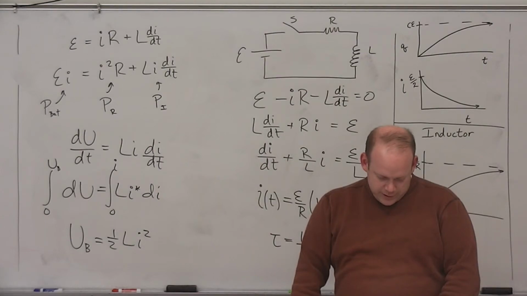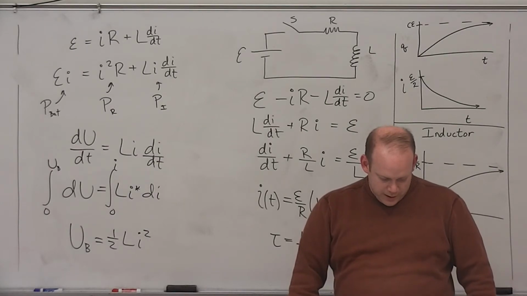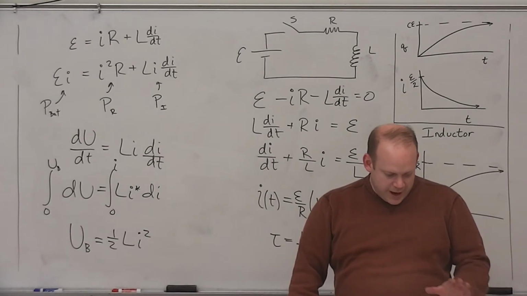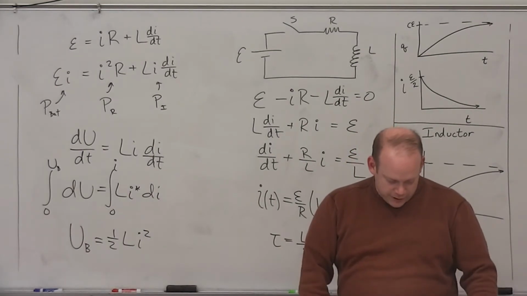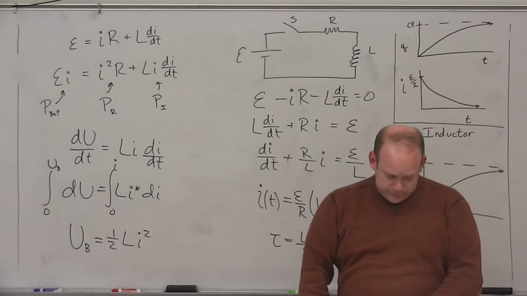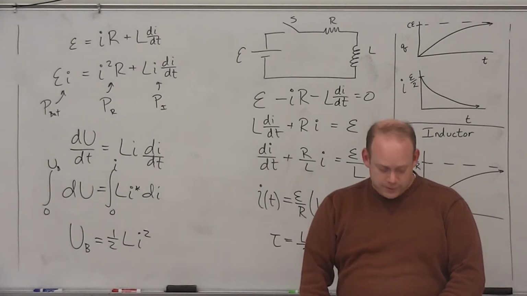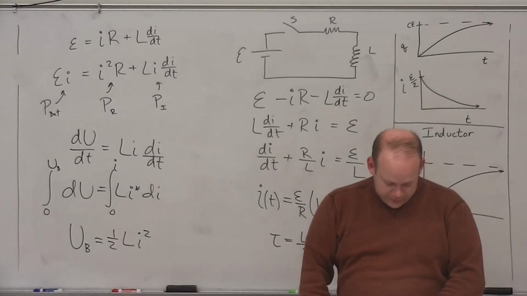This is similar to the Q squared over 2C for that energy density of a magnetic field. Oh, that was for a capacitor, I was saying. Sorry for trailing off. Energy density of a magnetic field. Read section 30-11 on your own. It's not very hard. It's not very long. I want you to take a look at that.